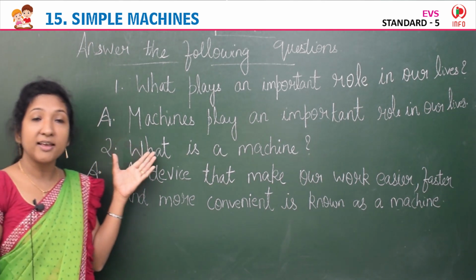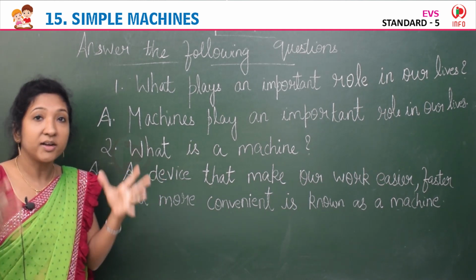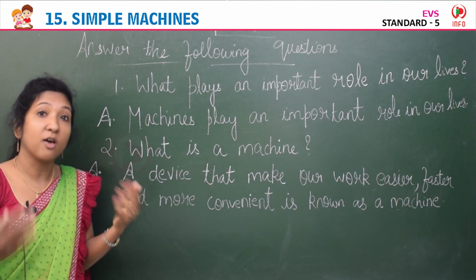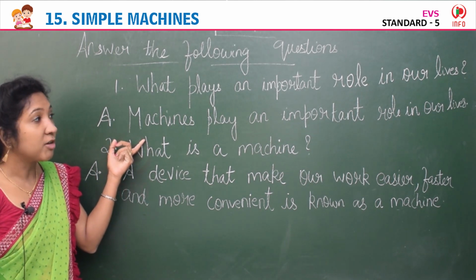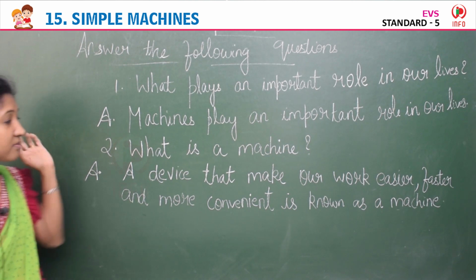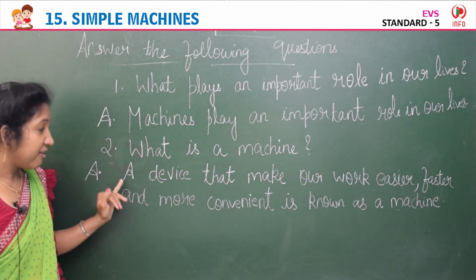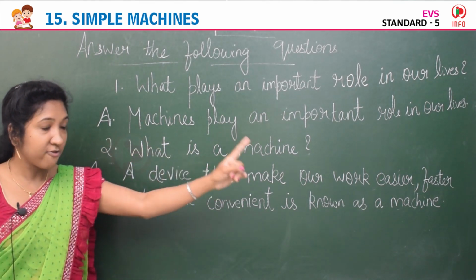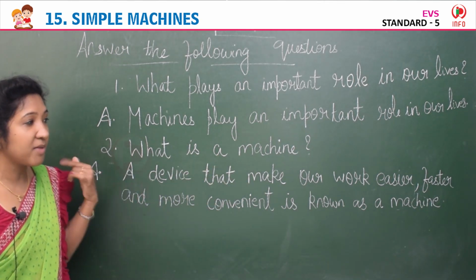As I said to you earlier, wherever we go around us, there are full of machines. Whatever objects we see around us, whatever things we are using, they all are made up of machines. So, machines play an important role in our lives. Now, coming to the second question. What is a machine? A device that makes our work easier, faster and more convenient is known as a machine.